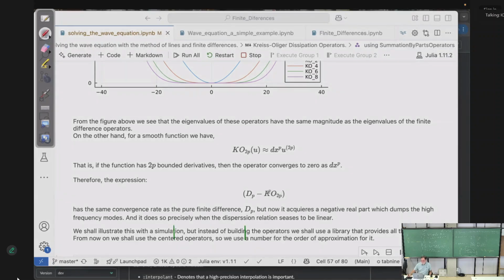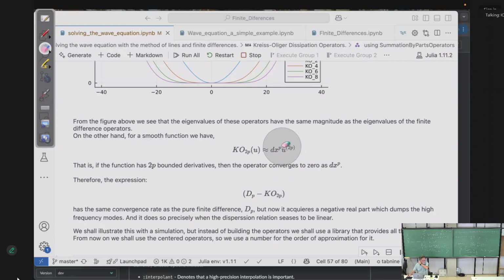So this combination here has an error. This term goes like delta x to the p, and this has an error of delta x to the p. So this is a good representation of the derivative plus delta x to the p times something. So this is very good. This doesn't change the accuracy of this operator. It just kills all the high frequency. You have everything you want: a very accurate operator for smooth things, and it kills everything that has high frequencies. So this is for smoothing.